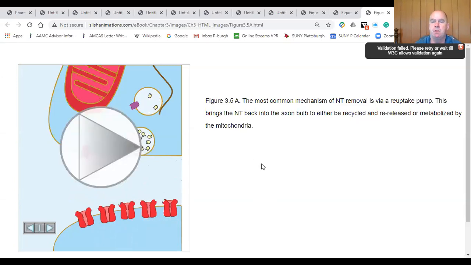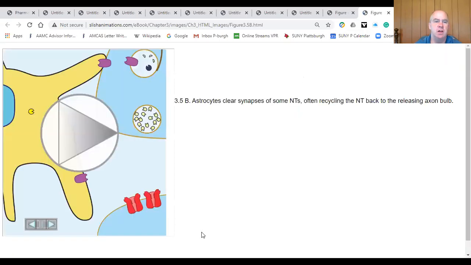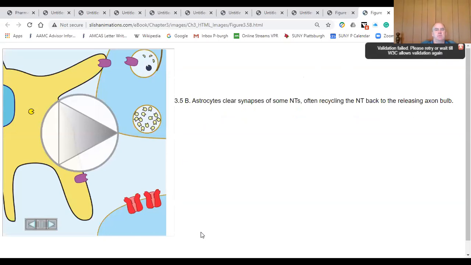Okay, questions? Nope. Okay. Moving on. Now, another type of mechanism that's seen with things that we'll see a lot of, glutamate and glycine. I think GABA too, but I'm not sure. But glutamate and glycine definitely.